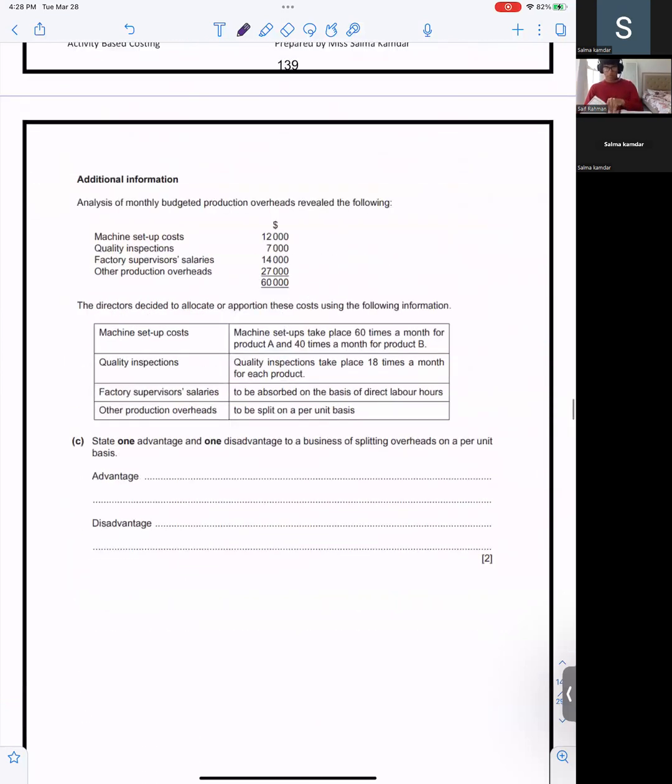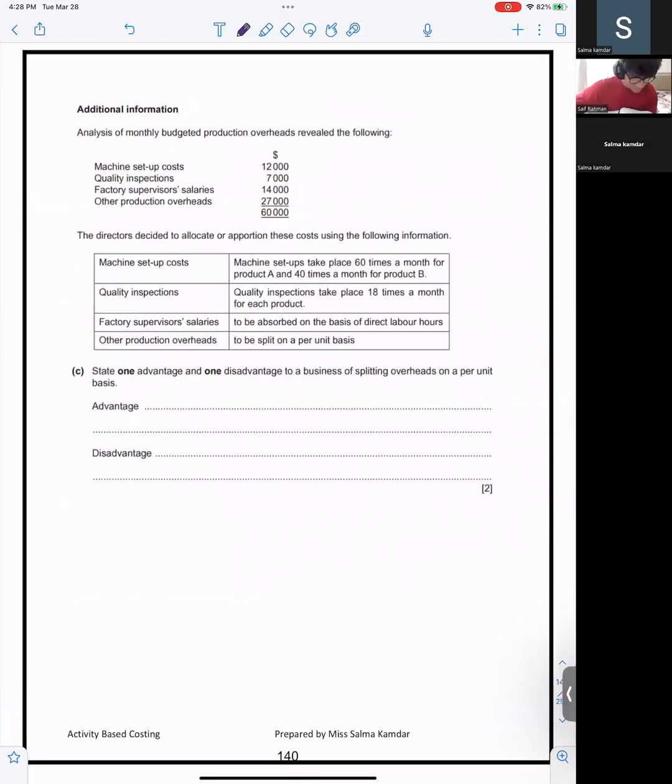Let's go. Now, what is this? Come on, tell me what is all this. These are cost drivers and cost pools. Exactly, separate overheads. This is the cost pool, and they have given us the cost drivers for production.